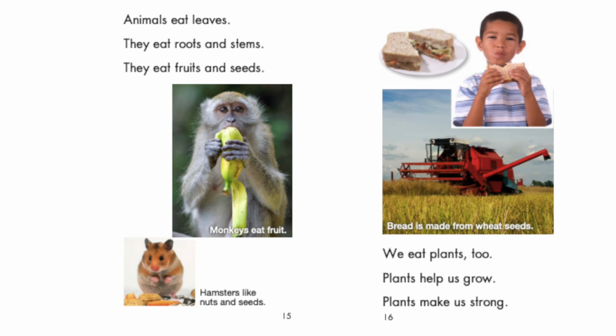Plants need things to survive. Do you remember what they are? Let's review. Number 1, plants need space to grow. Number 2, plants need air and light. The third thing plants need is water.